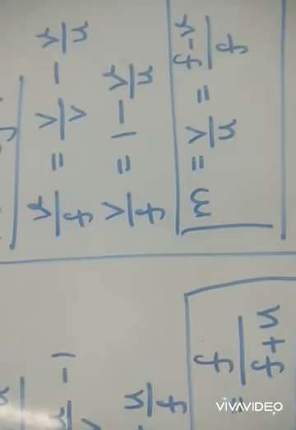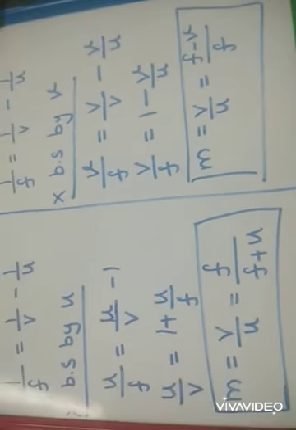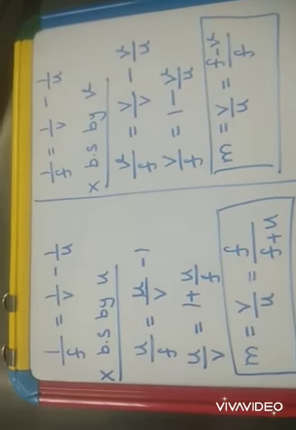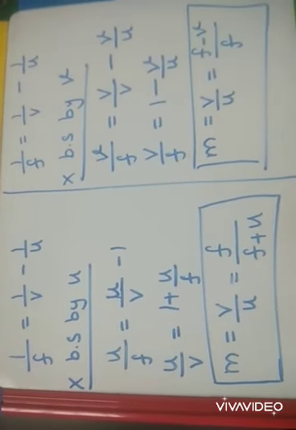So these are all the relations of linear magnification in terms of object distance, image distance, focal length, as well as object height and image height, which we have already studied.